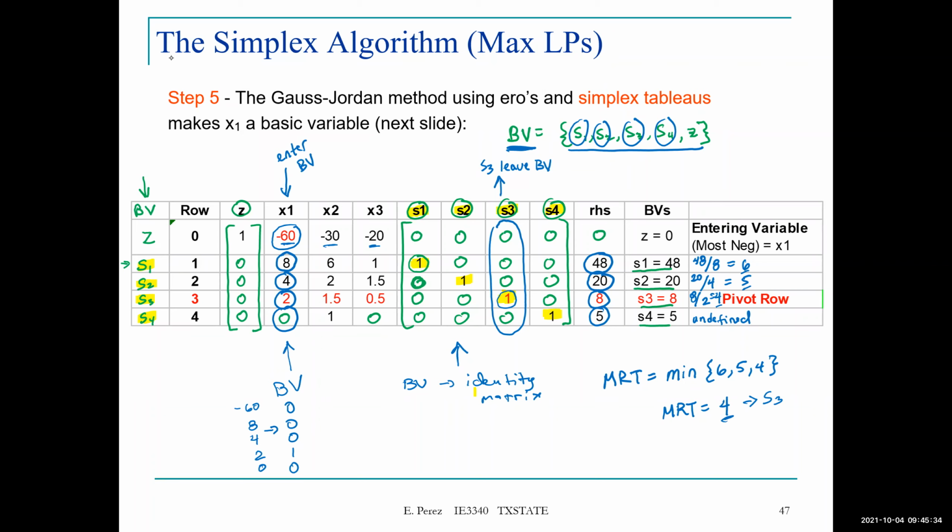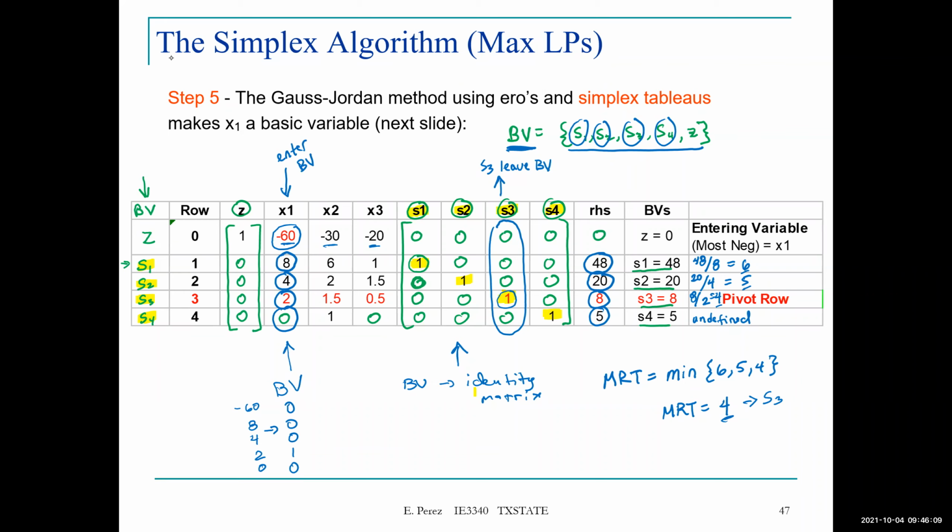And then we perform the minimum ratio test. The right-hand side is 48 divided by the coefficient of x1, which is 8, 20 divided by 4, 8 divided by 2, and 5 divided by 0, which is undefined, so we don't take that one into account. So the minimum is 4. At this point, what we have done is just identify if we can improve this solution. The answer is yes. Who's going to enter? x1. Who's going to leave the basis? s3.